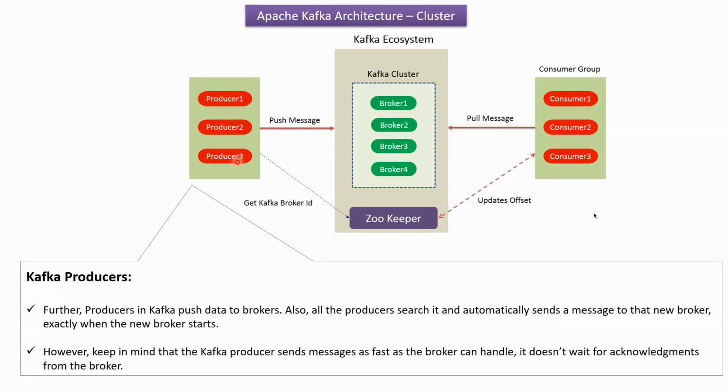Here you can see the Kafka producers. Kafka producers push messages to the Kafka brokers. Also, all the producers automatically detect a new broker and send messages to it exactly when the new broker starts. The Kafka producer sends messages as fast as the broker can handle, and it does not wait for acknowledgements from the Kafka broker.